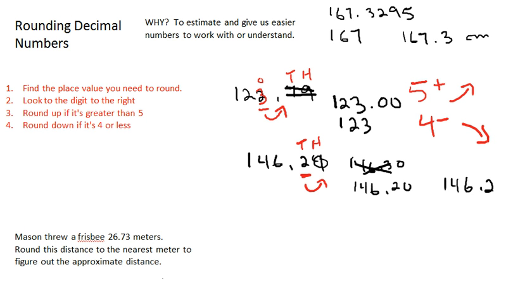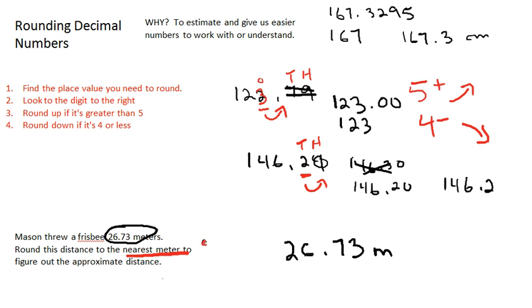Let's say Mason threw a frisbee. Doesn't like my spelling of frisbee. 26.73 meters. And we want to round this distance to the nearest meter to figure out the approximate distance. So 26.73. I'm going to write that data in. I always like to find the data in the question. In this case, 26.73 meters. And I have to round the distance to the nearest meter.